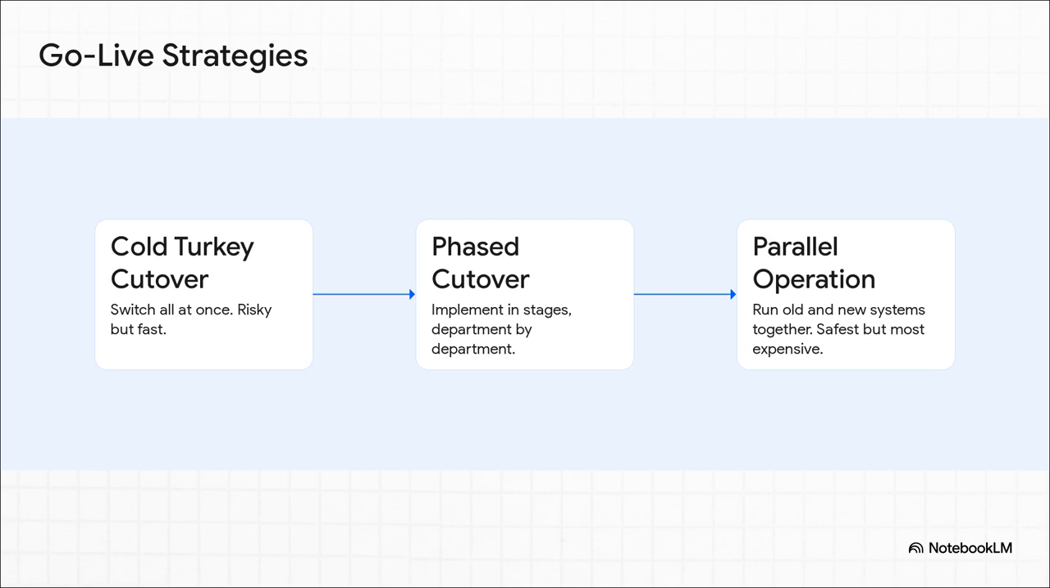A huge decision here is how you go live. Do you go cold turkey, turn off the old one Friday, turn on the new one Monday? It's like ripping off a Band-Aid. Fast, but man, it can hurt if something goes wrong. Or do you phase it in, department by department? Or the safest but most expensive way, run both systems at the same time for a while.